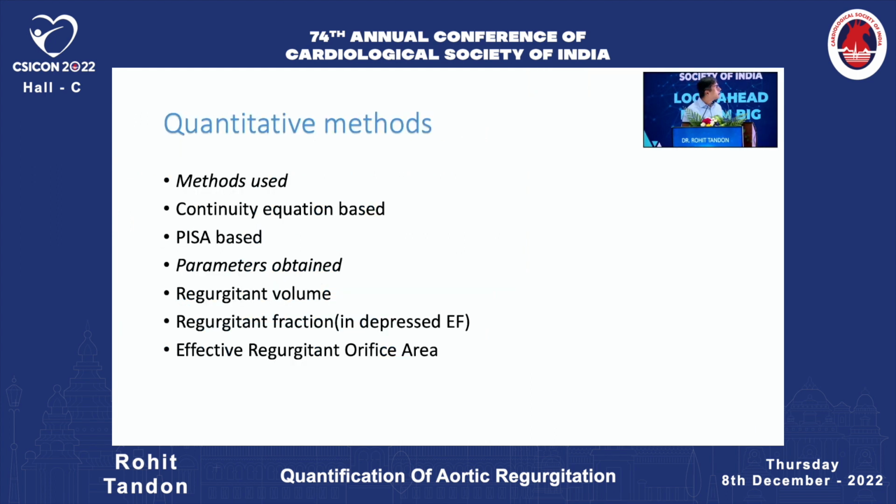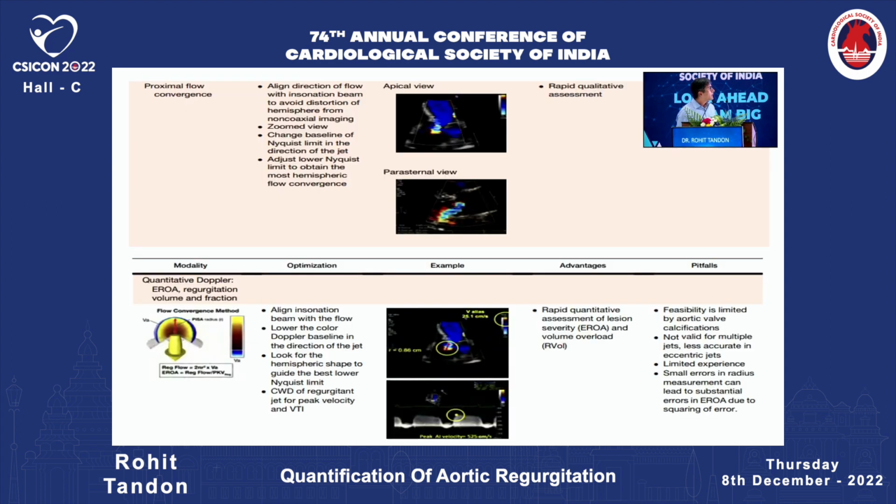Then quantitative methods are based on PISA or continuity equation. Through that, the parameters obtained are regurgitant volume, regurgitant fraction in depressed EF, and EROA, effective regurgitant orifice area. So, based on the PISA method, we usually take the 5-chamber view where we get a proximal isovolumic hemispheric shell, and then we measure the radius and we use the 2 pi r square equation.